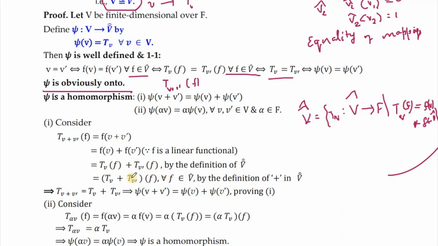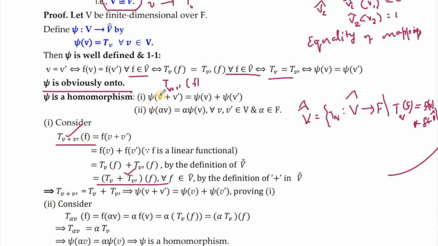So you can rewrite like this, but F of V again is nothing but TV of F. So this is TV prime of F, and by the definition of addition in V double cap, because in Hom(V, W) pointwise addition is the operation, and in the same way in Hom(V, F) and Hom(V cap, F), pointwise addition. So by the definition of addition in V double cap, we can rewrite like this. If the images are equal, therefore the mappings must be equal. So T suffix V plus V prime should be equal to TV plus TV prime. But this is nothing but psi of V plus V prime, and this is psi of V plus psi of V prime.